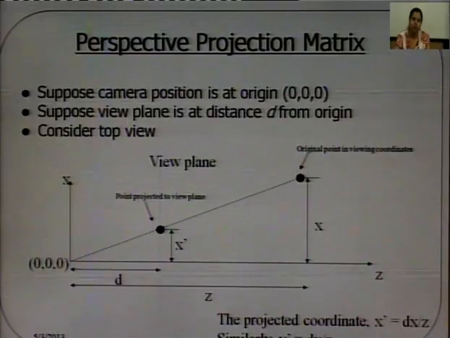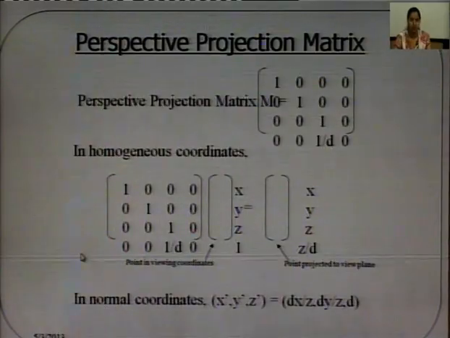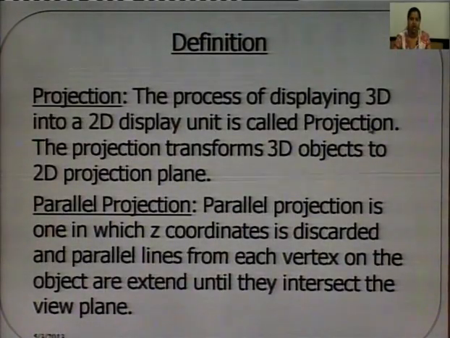Suppose the camera position is at the origin (0, 0, 0), that is x is 0, y is 0, z is 0, and the view plane is at a distance t from the origin. Consider the top view. This projection will be formed along the x axis, with the three dimensions at 0, 0, 0. This is how perspective projection works, and this is how the matrix will work. In the last we will discuss all of the definitions again in detail.